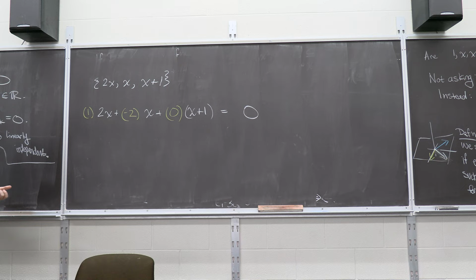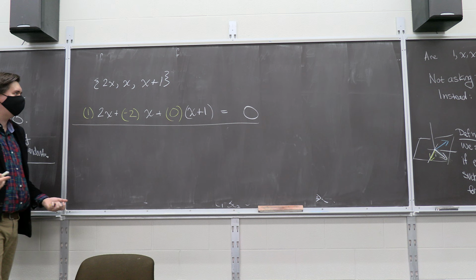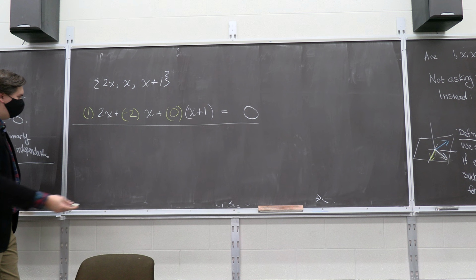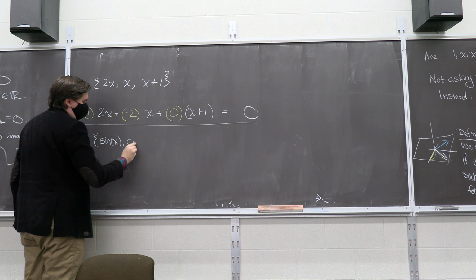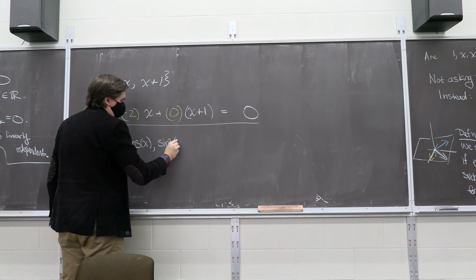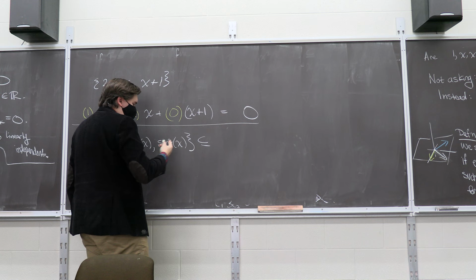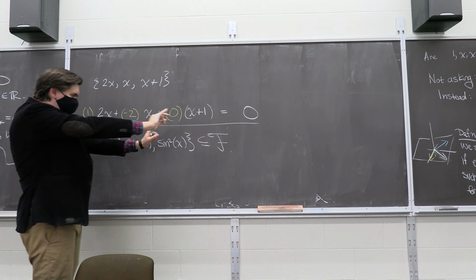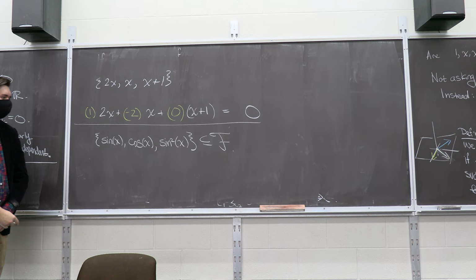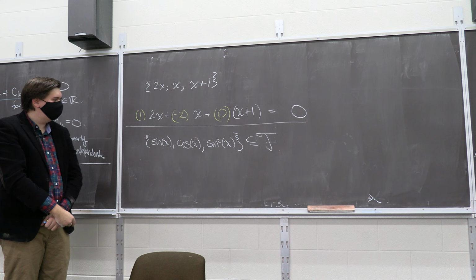I should just note that, you know, sometimes this problem of trying to determine when some collection is linearly independent or dependent is quite tricky. You know, like how about this one? Sine of x, cosine of x, and sine squared of x. This is some subset, some B inside of the vector space of real valued functions. It's actually continuous functions, but let's just say it belongs to a set of real valued functions. Let's say our scalars are coming from the real numbers. Are these linearly independent or linearly dependent?